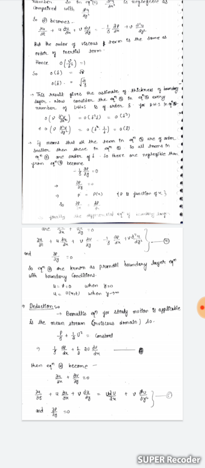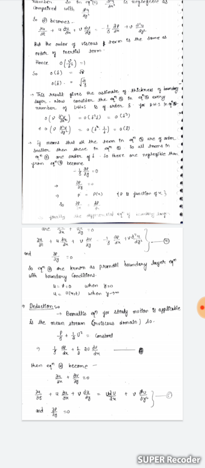Now consider equation 3 and equation 2. Every term on the left-hand side of equation 3 is of order delta. So it means that the terms of equation 3 are of order smaller than those in equation 2. So all terms in equation 3 are of order delta, so they are negligible. Then equation 3 becomes minus 1 upon rho del p by del y is equal to 0.